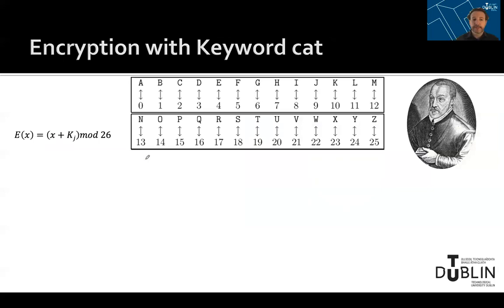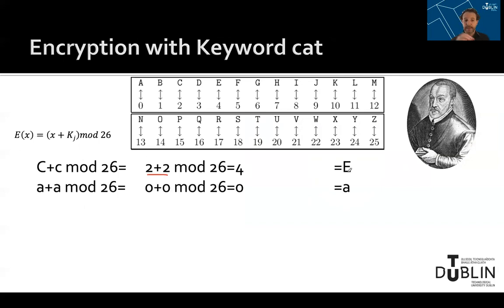So encrypting with CAT: C plus C, that's our first. 2 plus 2, C becomes E. A plus A, A. E plus T, 4 plus 19, 23, X.